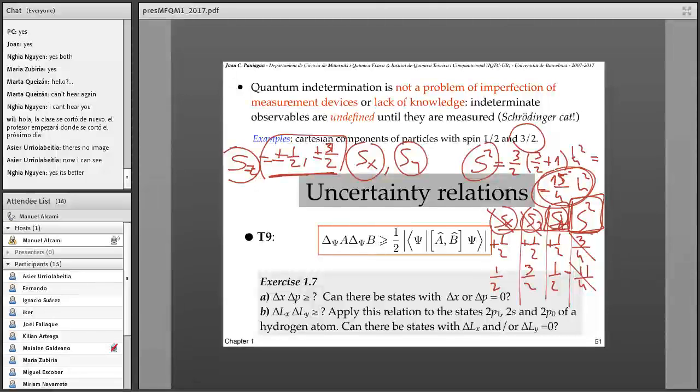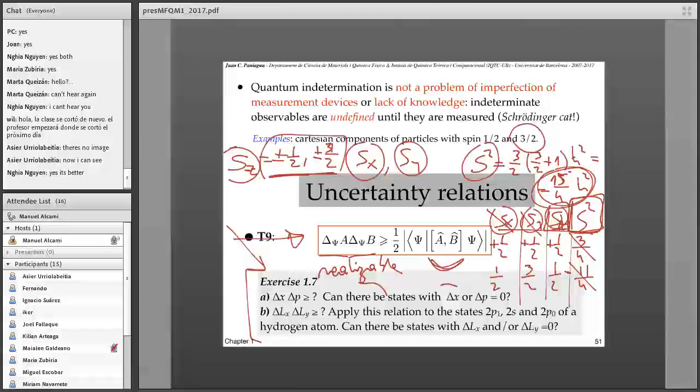I have an exercise here, which is related to this theorem. You already know that for two observables, there is a relationship between the uncertainties of the two, which depends on the commutator of the corresponding observables. Think about this exercise. Can there be states with, here I should add, realizable states? That means physical states, states that can be really prepared in a laboratory.